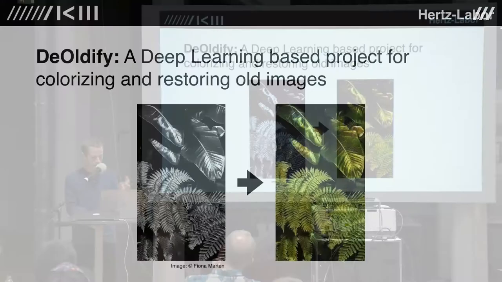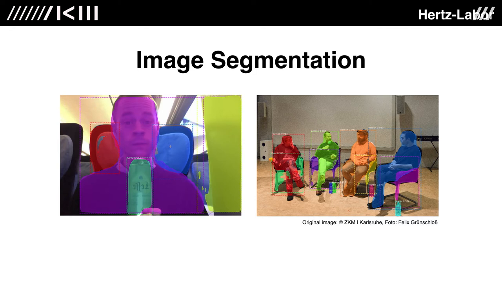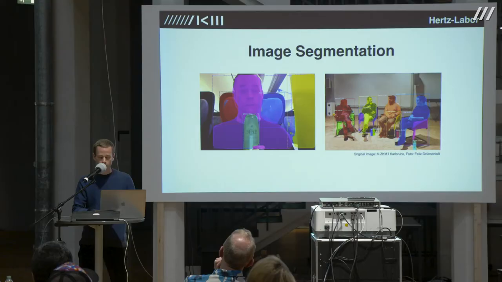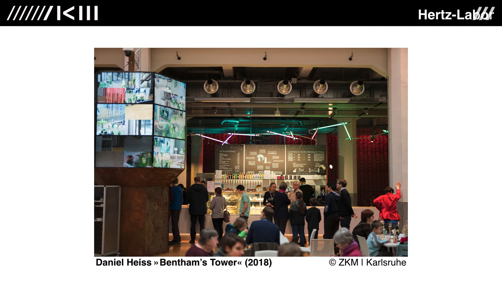By the way, it is also a GAN colorizing your grandmother's black and white family pictures. In these examples, however, you can see Mask R-CNN, which is a region-based convolutional neural network. I found out that especially the benchmark implementation developed by Facebook Artificial Intelligence Research gives us quite fast and efficient results in image segmentation. This can also be seen in the entrance hall. There is a work produced by Daniel Heiss, which is called Bentham's Tower. It reflects on the idea of the panopticon given by the British philosopher Jeremy Bentham. Thus it is called Bentham's Tower.